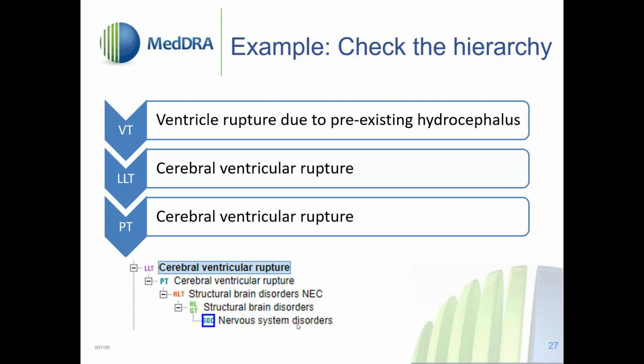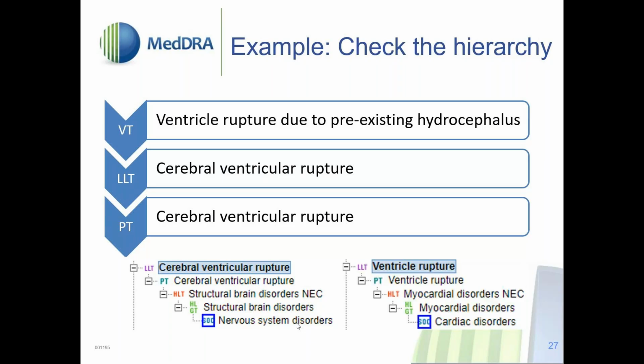When searching for ventricle rupture and not checking the hierarchy, one may assign LLT ventricle rupture. It seems to be a perfect match. But this LLT and PT is grouped under HLT myocardial disorders not elsewhere classified and resides in SOC cardiac. So this is a real-life example that I came across when doing spot checks of code assignments when working in pharma. So it's always good to check the hierarchy to make sure that you are on the right track with the code assignment.